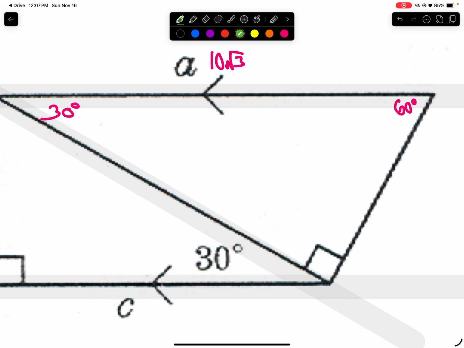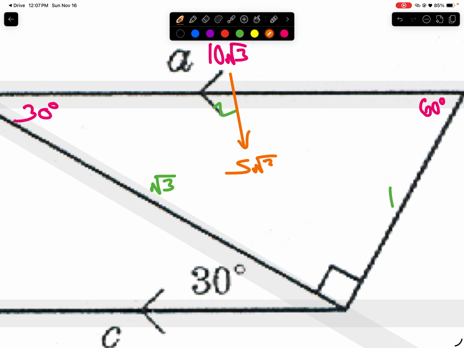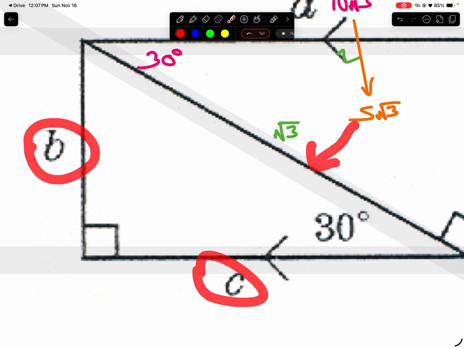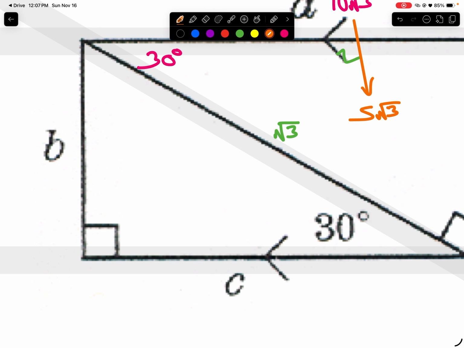Now I can fill in my special right triangle ratios. So across from 30 would be 1, across from 60 is going to be root 3, and across from the hypotenuse, which is 90, is going to be 2. So when I divide in, 10 root 3 divided by 2 is going to give me 5 root 3. And then I want to be able to find my B value and my C value, so I'm going to multiply out going towards the hypotenuse of the other triangle. So 5 root 3 times root 3, which is 5 times 3, which is going to be 15.